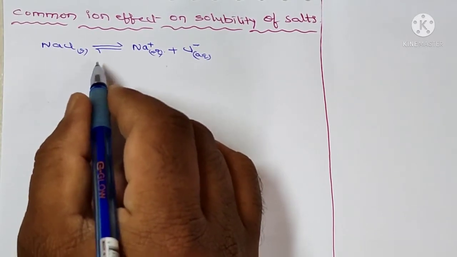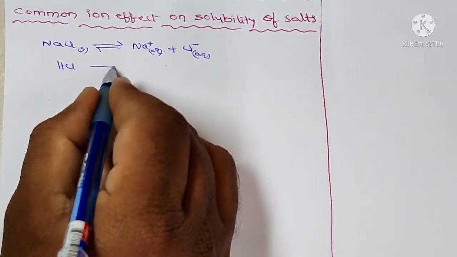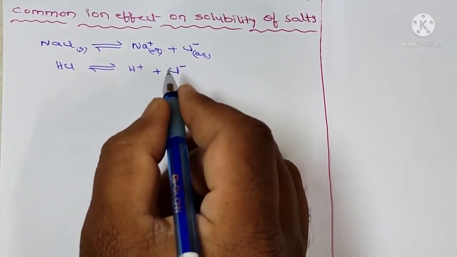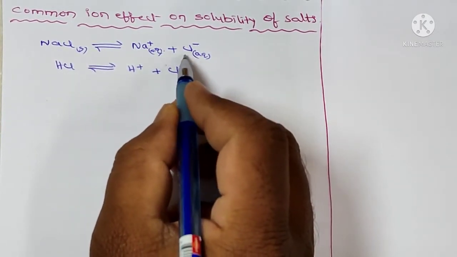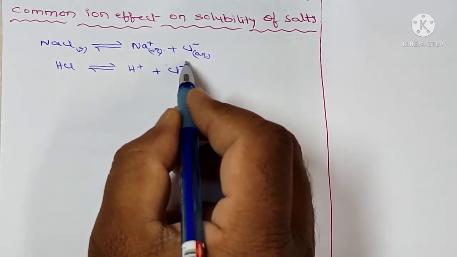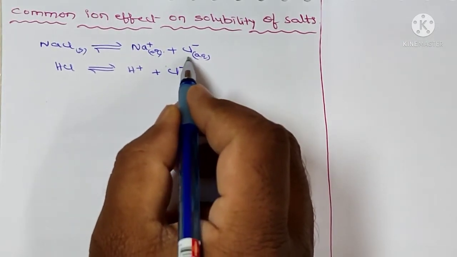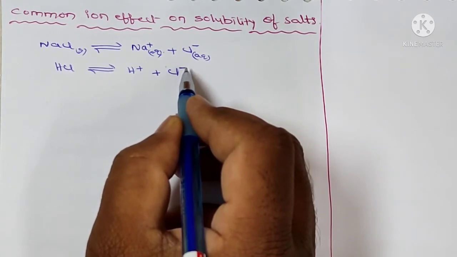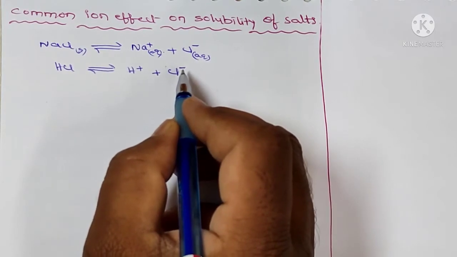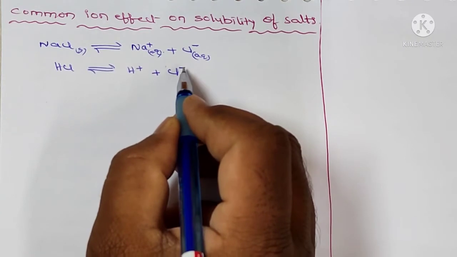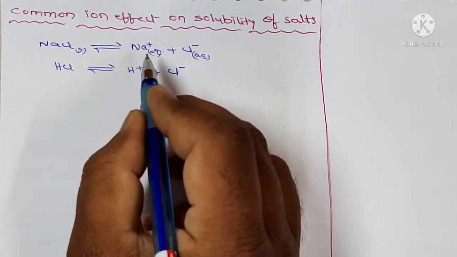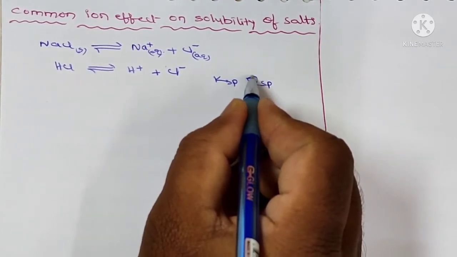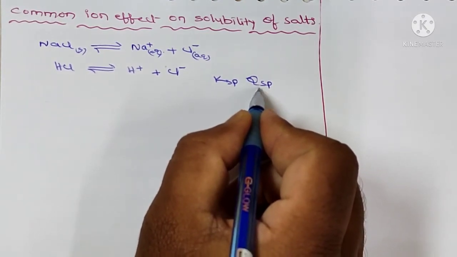If I add HCl to that solution, that HCl also dissociates into H plus ions and Cl minus ions, which means indirectly we are increasing the concentration of Cl minus ions. Then the equilibrium will be disturbed due to the common ion effect. So here that common ion is Cl minus, so the Cl minus ion concentration increases. These common ions combine with opposite charged ions to get a precipitate till Ksp becomes equal to Qsp. So Qsp is the solubility product at the new equilibrium state.